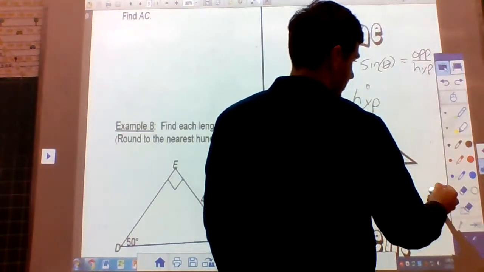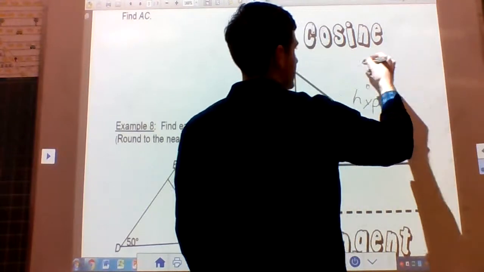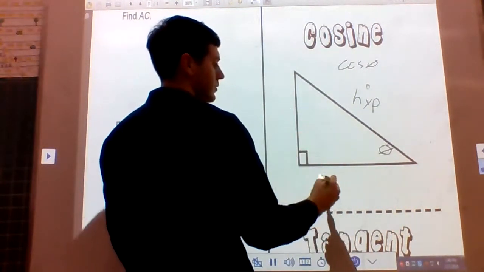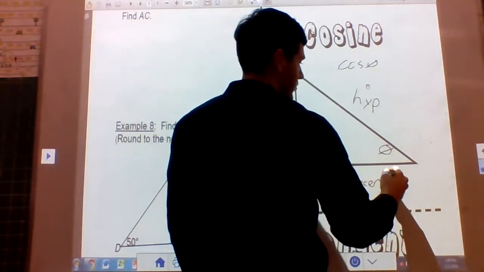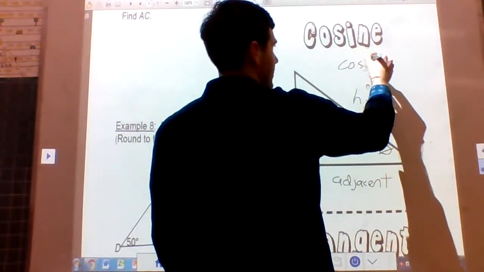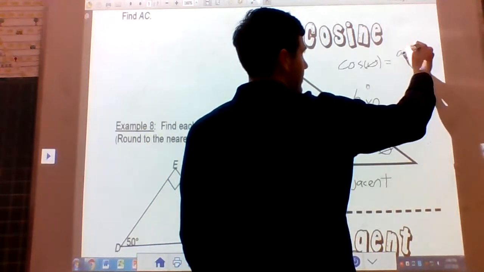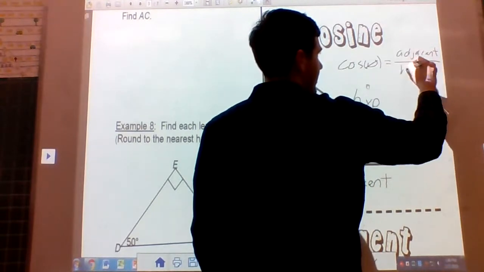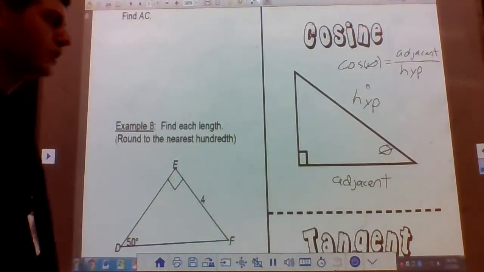All right, so here we have cosine. Okay, so we want to do cosine of theta. Cosine of theta is going to equal adjacent over hypotenuse. So we input an angle measure, and we're going to get a ratio. That ratio is going to be the adjacent side over the hypotenuse.